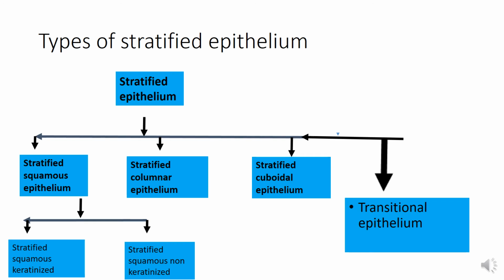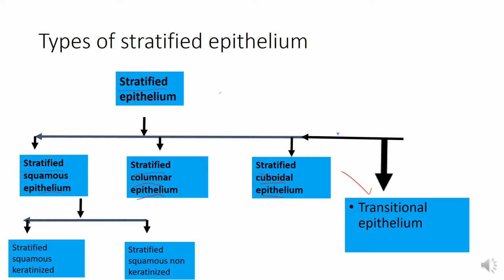So, types of stratified epithelium. What is stratified epithelium? It is the epithelium which consists of more than one layer of cells, and depending upon the shape of cells present in the surface cells, we divide the stratified epithelium into three types: stratified squamous epithelium, stratified columnar epithelium, and stratified cuboidal epithelium. Another type of stratified epithelium is transitional epithelium, which has the capacity to change its number of layers according to the state of distension of the organ.